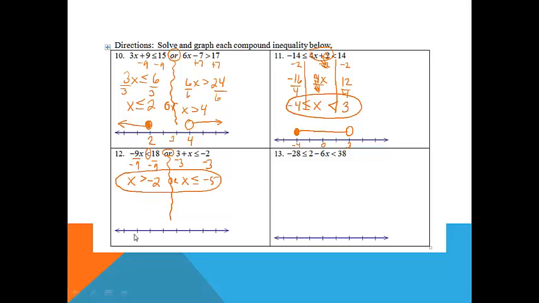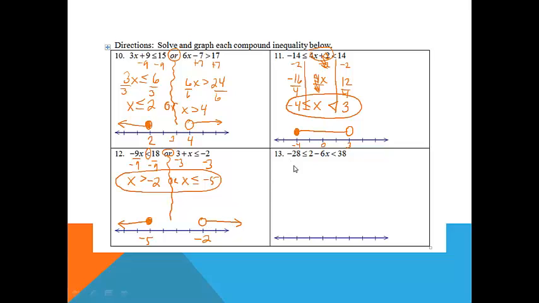It is a disconnected graph, so this one I have to be careful of. Negative 5 actually has to go on the left, and negative 2 is going to go on the right. So this one, it says x is less than or equal to negative 5, which means I get a closed circle. Less than goes to the left. And then greater than negative 2 would be an open circle headed to the right.